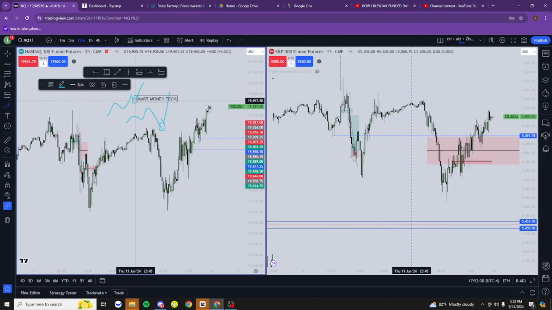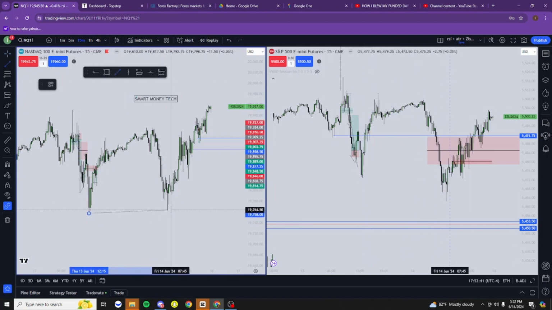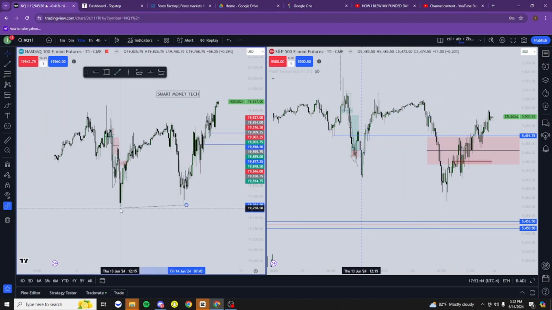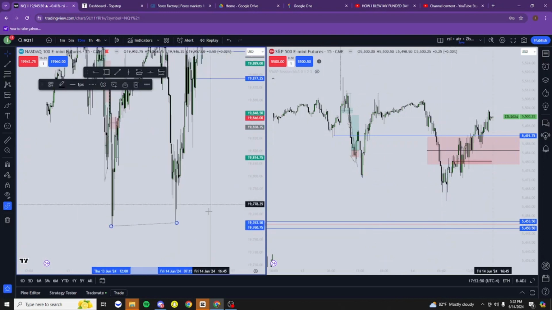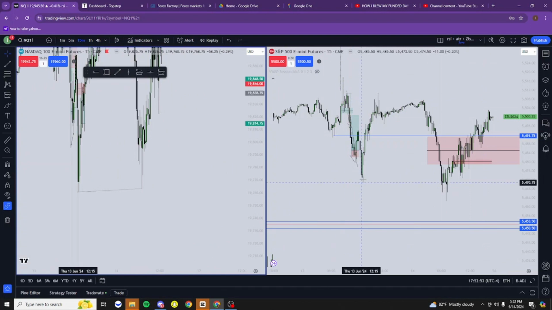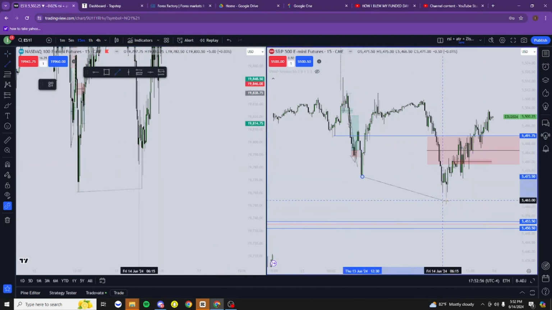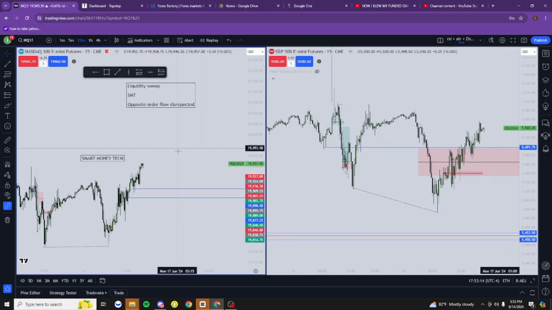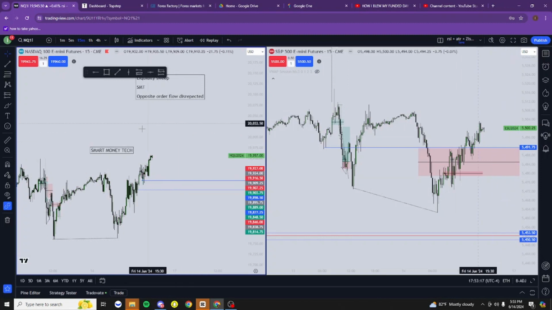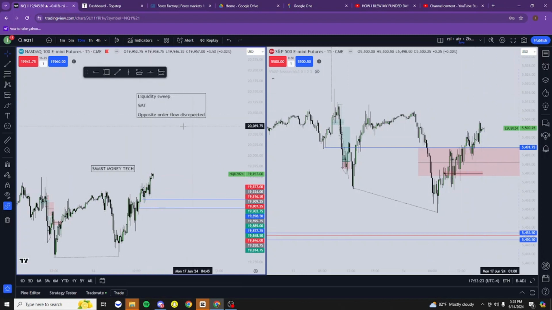Why does that keep happening? Let's get this out of the way, and I hope you can see it already on the chart. Right here, this low didn't get taken out. It came down very close to it. Did we take it? Did we move past this price? No. Right here, you see we did though. This is SMT. So now that you know what SMT is, when there's a correlation between two correlating pairs, NQ and ES, now you need to know opposite order flow disrespected.